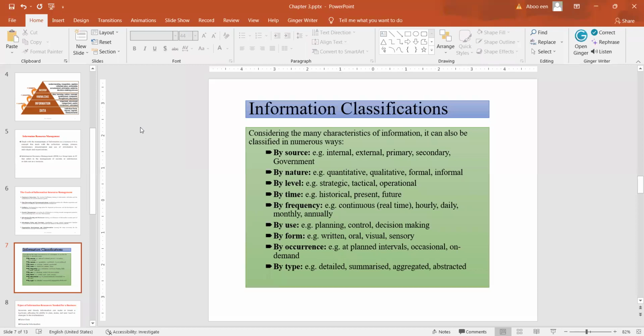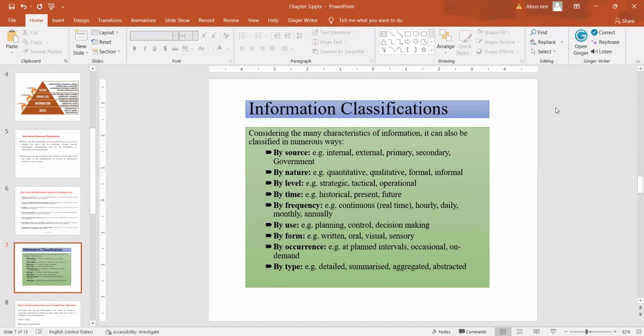By nature, we may classify the information as quantitative, qualitative, formal, and informal. If it is quantitative, it can be countable or measurable. Qualitative is information which cannot be quantified; it is qualitative data. And formal and informal. By nature we may say formal information and informal information.